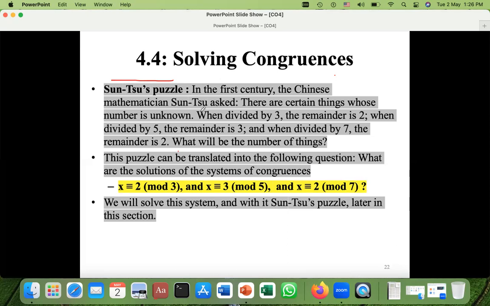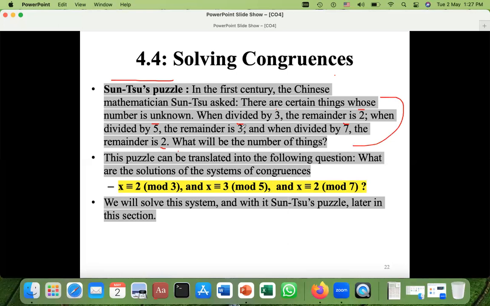And when you divide that number by 3, you will get 2 as a remainder. And when you divide that number by 5, you will get 3 as a remainder. And when you divide that number with 7, you will get 2 as a remainder. And then he posed a question at the end: what is that unknown number? So basically he posed a puzzle before those people.